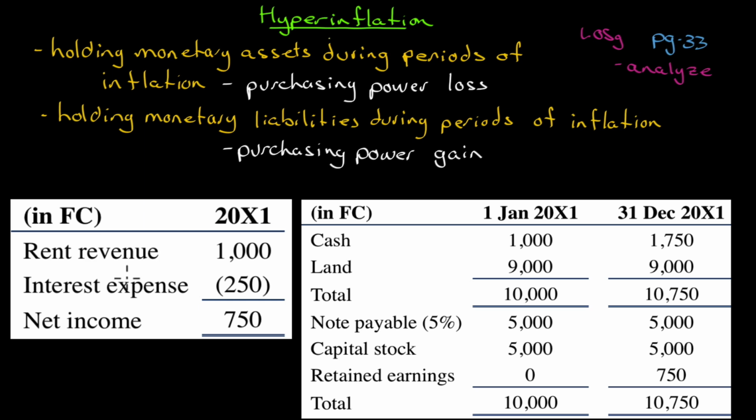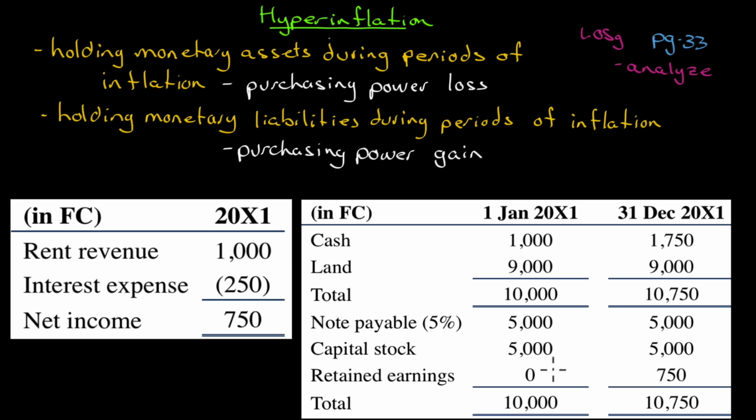That land we rented out for the year. We have rental revenue of $1,000, interest expense of $250, net income of $750. So as of December 31st, this is what our income statement would look like. With net income of $750, our cash is higher by $1,750. Our land is still listed at $9,000. So our total assets are $10,750. We still have the note of $5,000 because all we did was pay interest. There's our capital, and our retained earnings, $10,750.